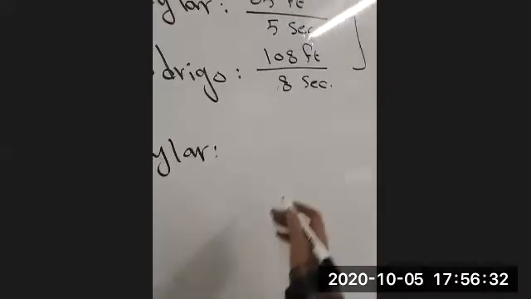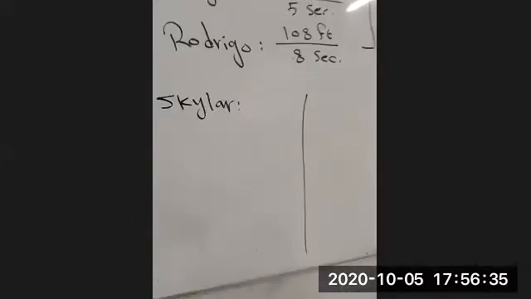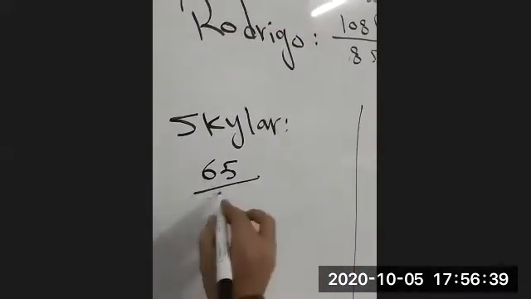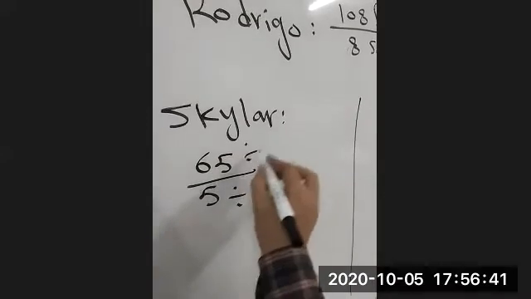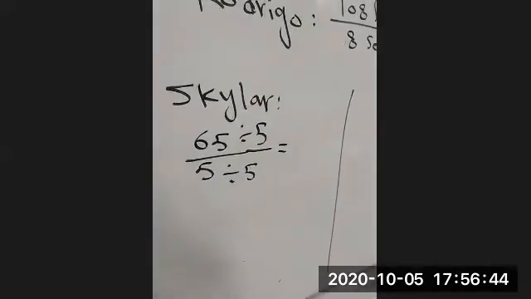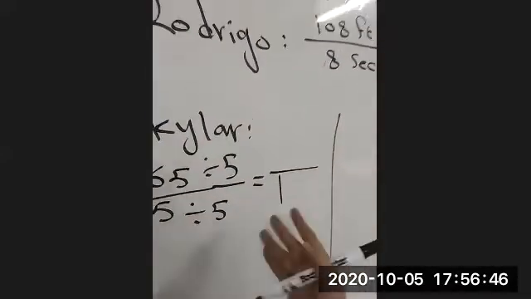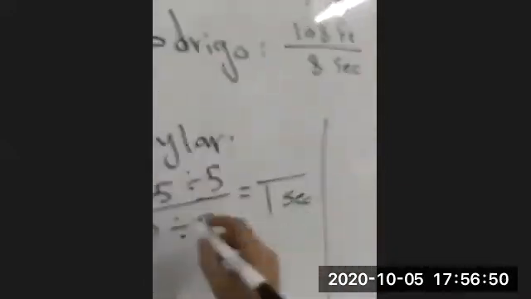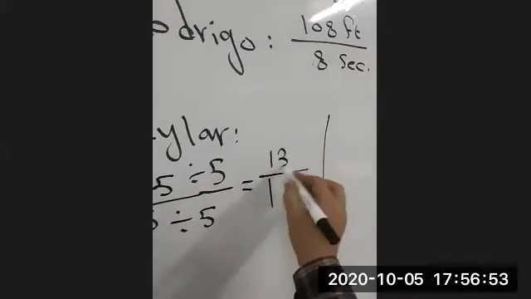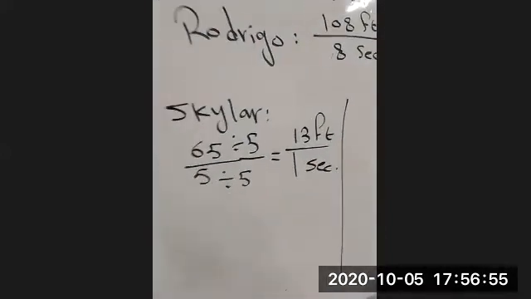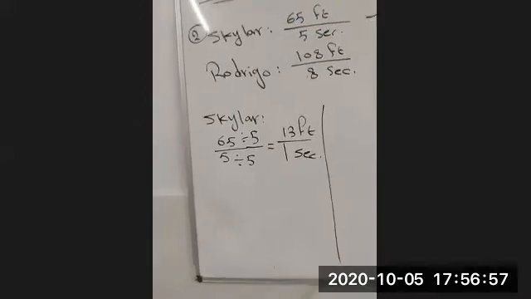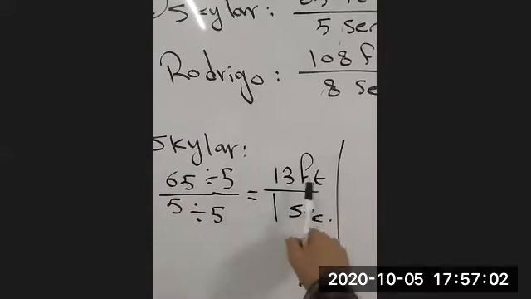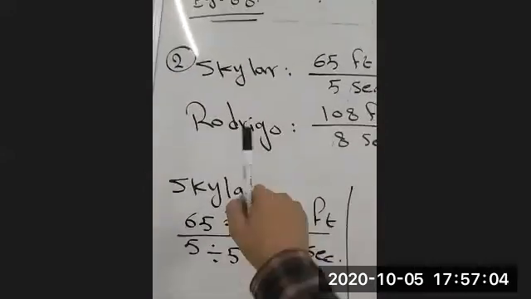Look here. I know you know, but you forget, it's okay. So 65 over 5. I will turn it into a unit rate by dividing by 5, up and down. Down will be 1 second. Up, 65 divided by 5 is 13 feet. So Skylar in 1 second can travel 13 feet per second.